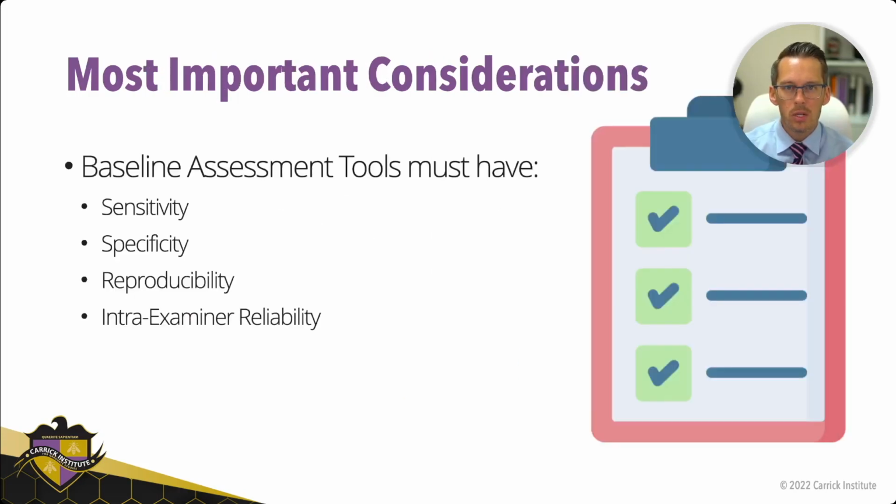So what are some important considerations to have about baseline testing? A good baseline assessment tool must have 4 different things. Sensitivity, it needs to be able to detect something. Specificity, it has to be able to detect what you want it to detect. Reproducibility, you have to be able to do it over and over again, which then breeds intra-examiner reliability. So you need to be able to do something one time and do it again the second time. And if nothing else changed, your outcome should be exactly the same. And those are the things that we try to teach in the functional neurology management of concussion.